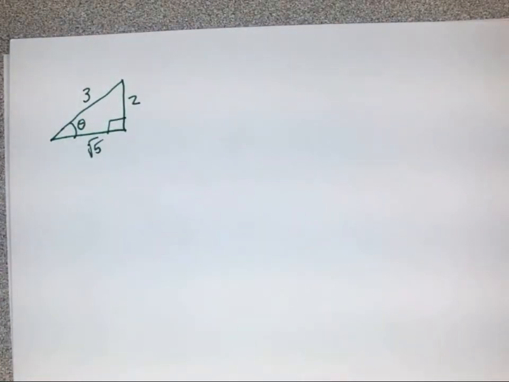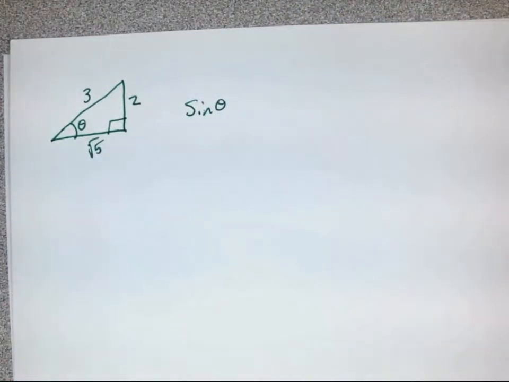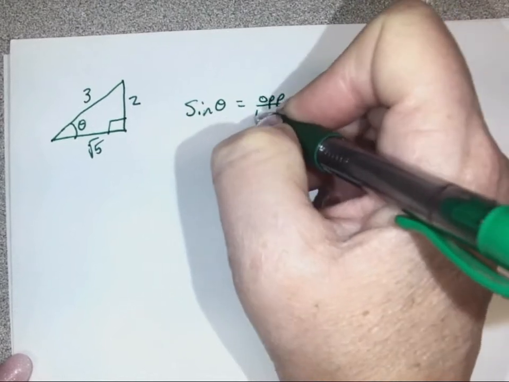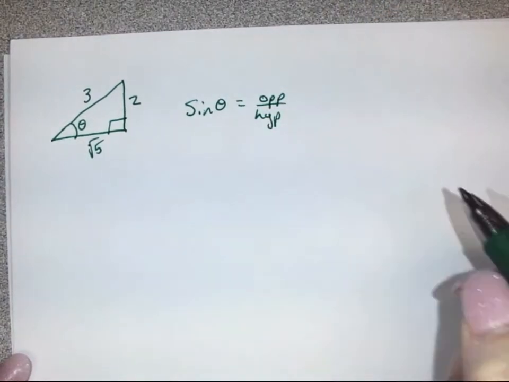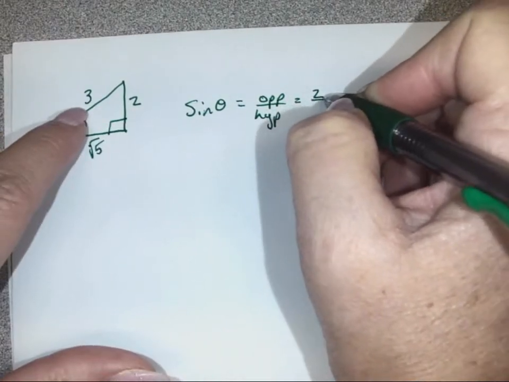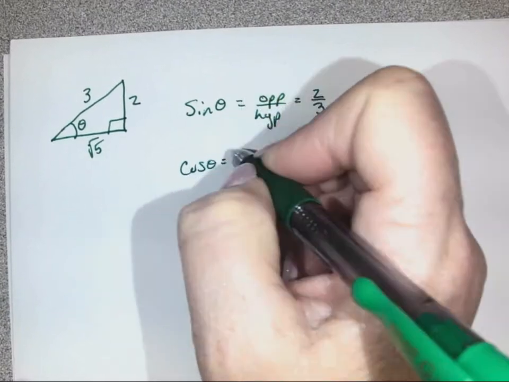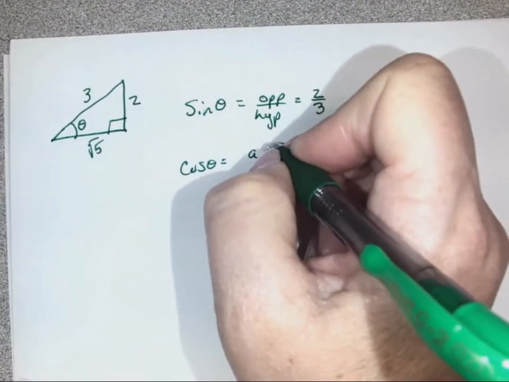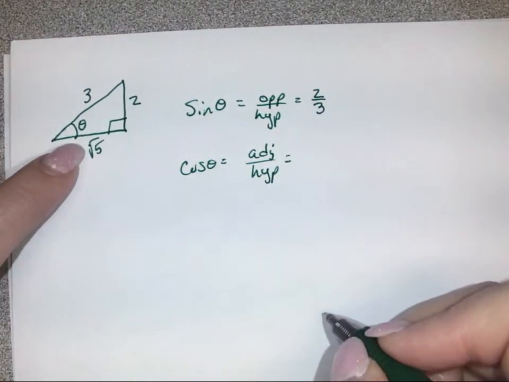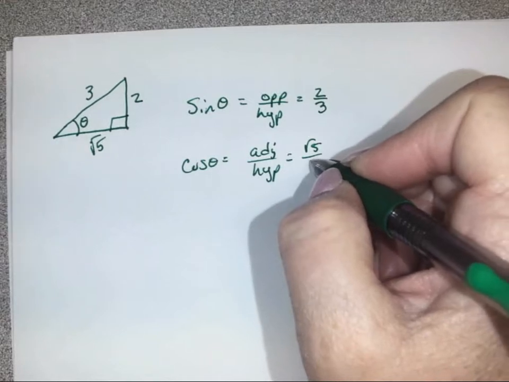So we can use this to find the values. Our sine theta is equal to the opposite over the hypotenuse. So the opposite of theta would be 2 over the hypotenuse, which is 3. Our cosine theta is equal to the adjacent over the hypotenuse. So the adjacent is square root of 5 over the hypotenuse, which is 3.